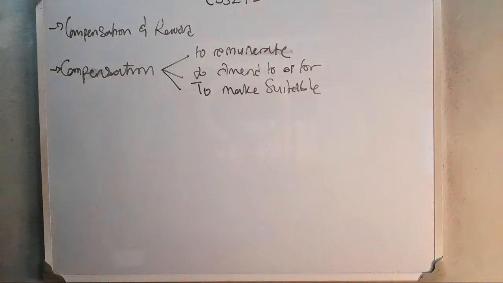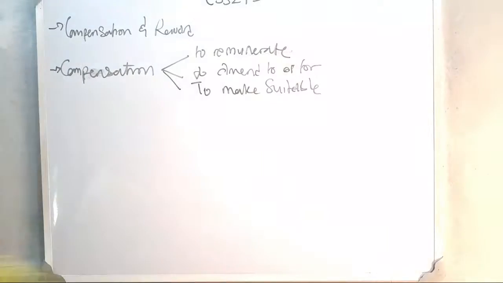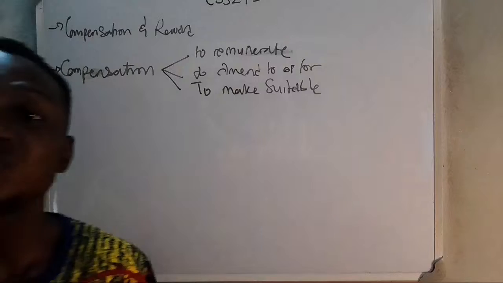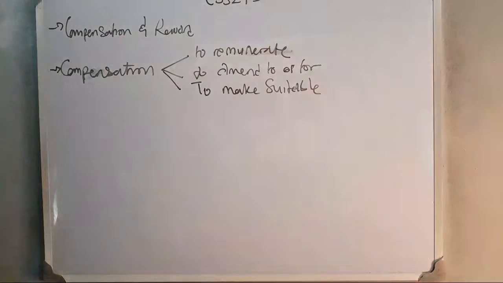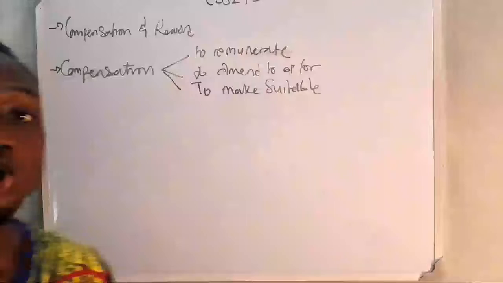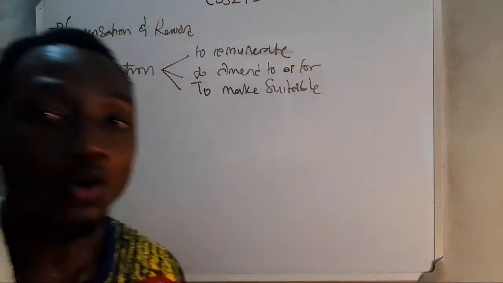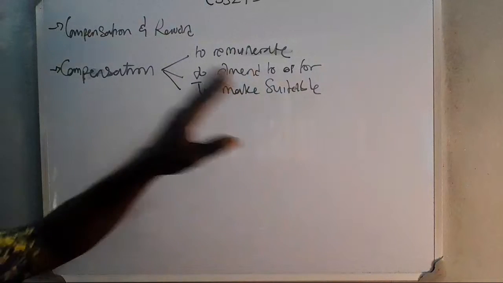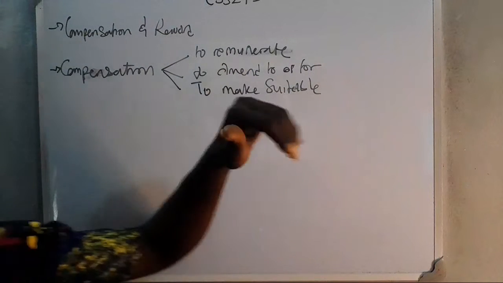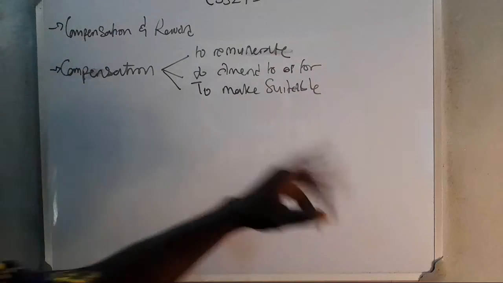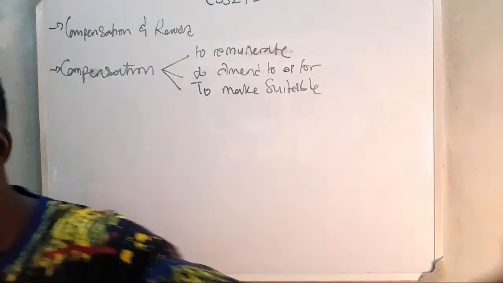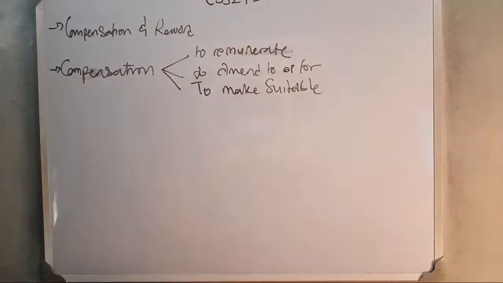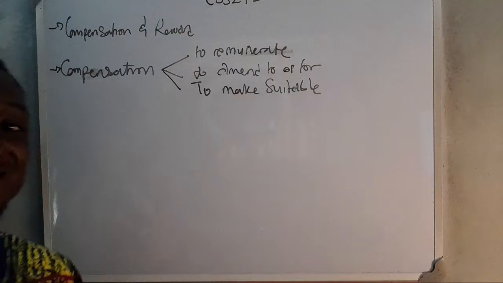Now let's look at it from another angle. When we say you are being compensated, it could be as a reward for your efforts, as a reward for your good job. So basically, with the 3 points we have here: to remunerate, to make amendments, and to make suitable. So we have that on compensation. And compensation and reward can be used interchangeably.